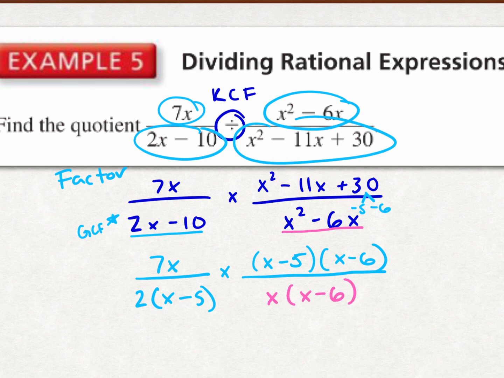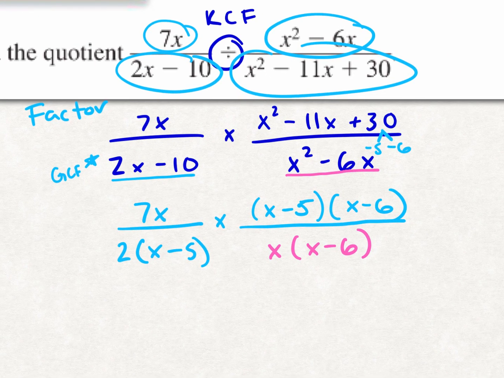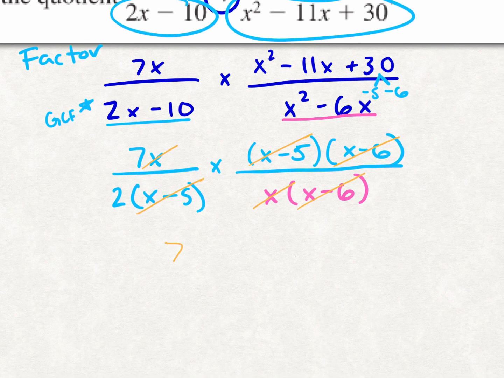So now we want to see what's in common on the top and on the bottom, because those will cancel out. X minus 5s we have in common, and x minus 6. Anything else? The x. I have an x on top and an x on the bottom, so those will cancel too. So what am I left with? 7 over 2. That's it. 7 over 2. But what do I have to do when I cancel something out?